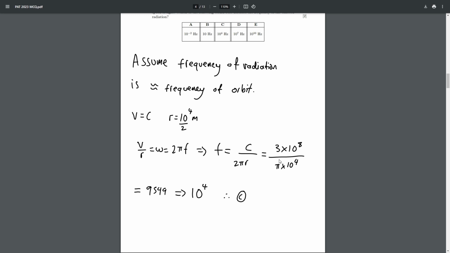At this point, we can just say 3 over pi is going to be roughly 1 because pi is close to 3. So 10 to the 8 divided by 10 to the 4 is just going to be 10 to the 4. So this is going to be roughly 10 to the 4. So it's C. You can put it into your calculator and get the exact answer.